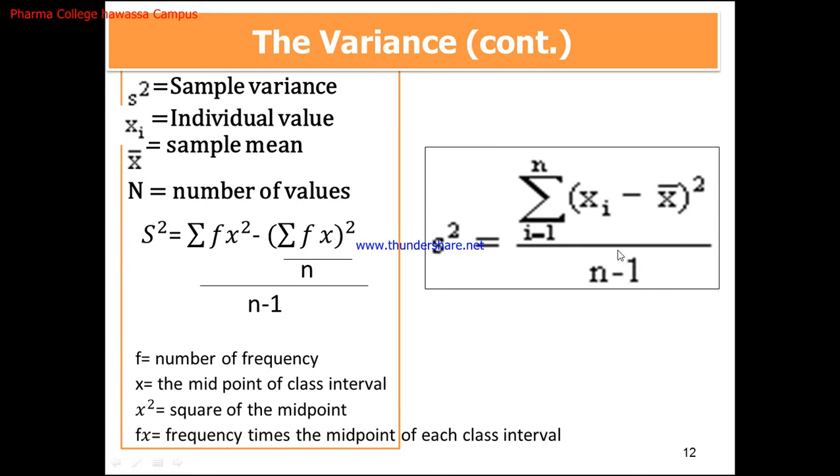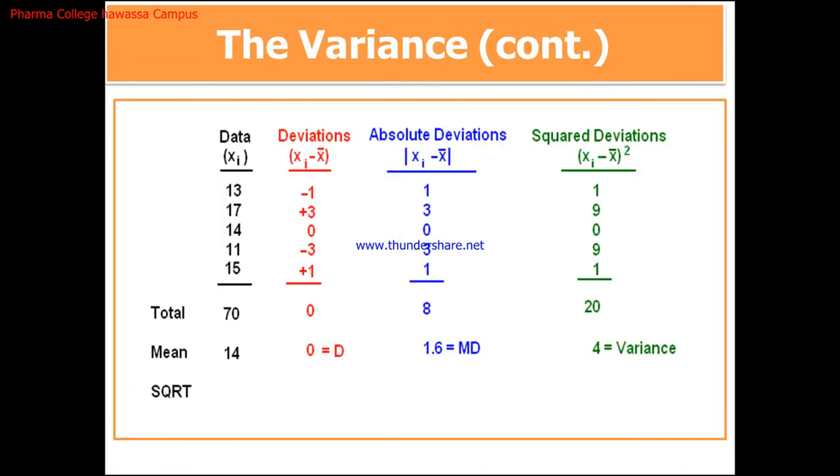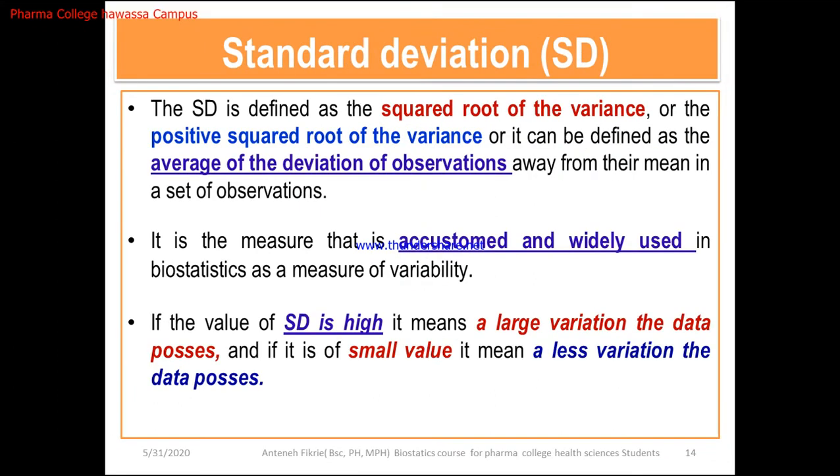This n minus 1 is called the degree of freedom, meaning the values that can vary freely without any effect. A single value can vary itself among n minus 1 observations. I will show you a good example. The variance can be different, but I want to focus on the standard deviation.